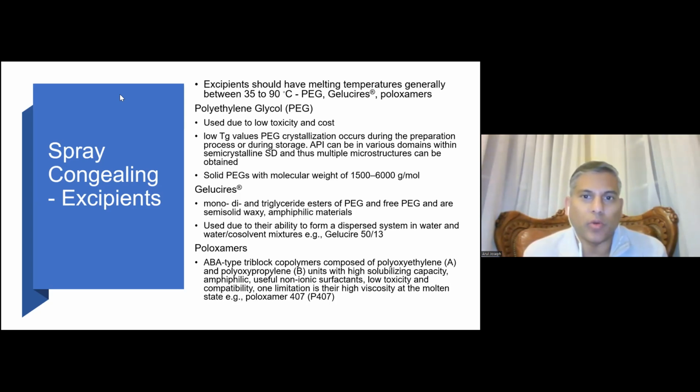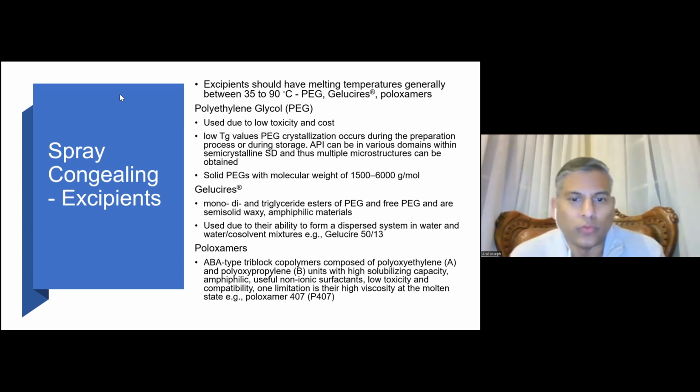The second polymer that is widely used are gelucires. Gelucires are mono, di, and triglyceride esters of PEG. They're typically semi-solid, waxy, amphiphilic material. They're typically used due to their ability to form dispersed systems in water. So they have the advantage that they form these dispersed systems in water. And the typical gelucire that is used is Gelucire 50/13.